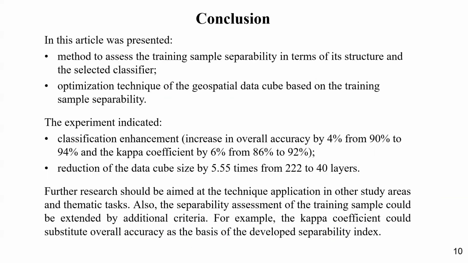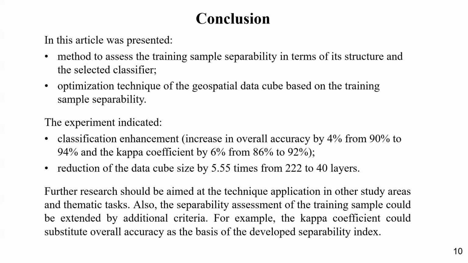And now the conclusion. In this article was presented a method to assess the training sample separability in terms of its structure and the selected classifier. Also, an optimization technique of the geospatial data cube based on the training sample separability. The conducted experiment indicated, first, classification enhancement, namely increase in overall accuracy by 4% from 90 to 94%, and the kappa coefficient by 6% from 86 to 92. And the second is the reduction of the data cube size by 5.55 times from 222 to 40 layers.